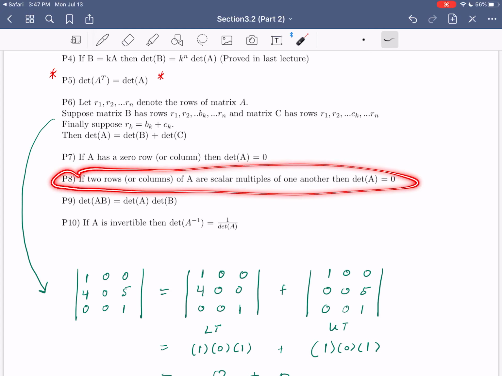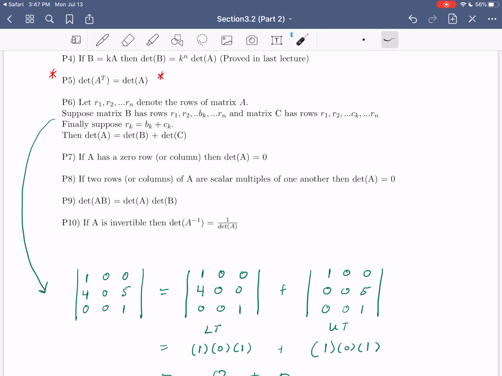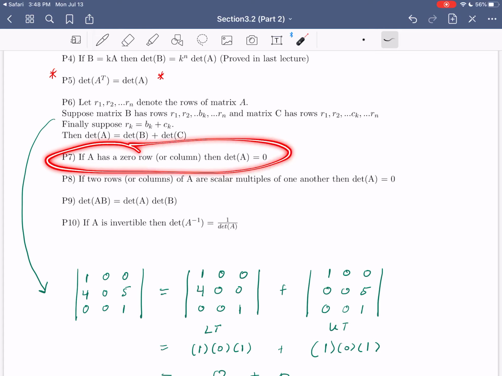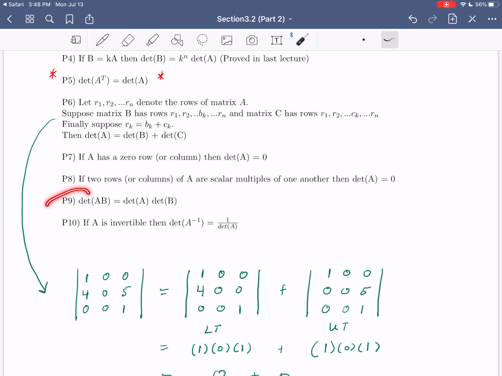P8 says that if two rows or columns of A are scalar multiples of one another, then the determinant is automatically equal to 0. So if you ever see something where one row or one column is a multiple of another one, then you immediately get that the determinant is 0. We'll actually prove this real quick in just a moment. It actually just comes directly from property 7. Property 9 is also a really, really important one, so we'll star this.